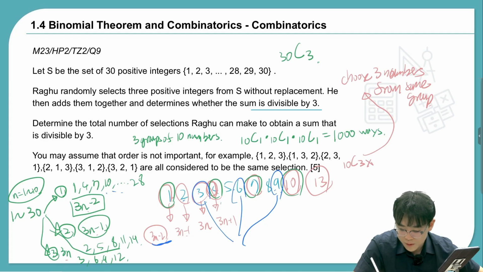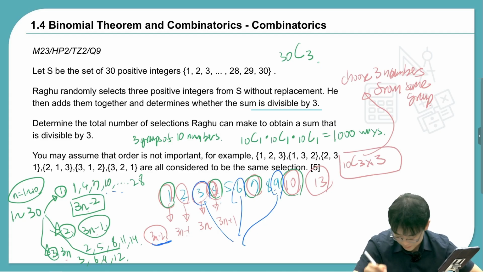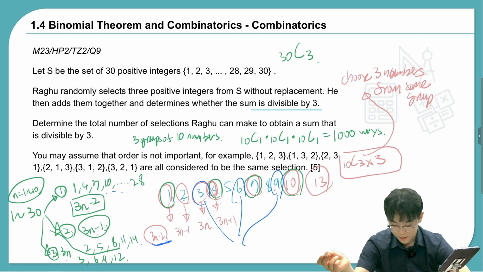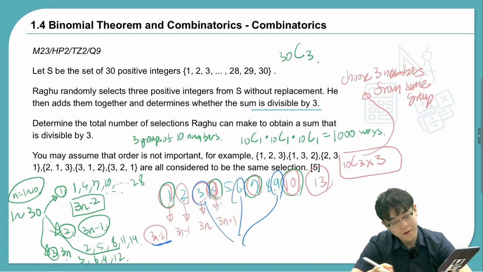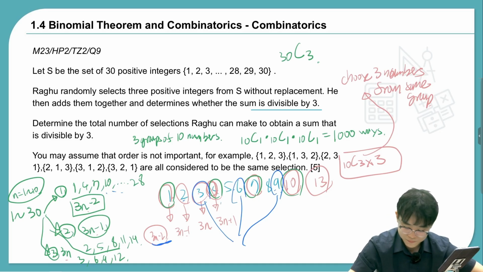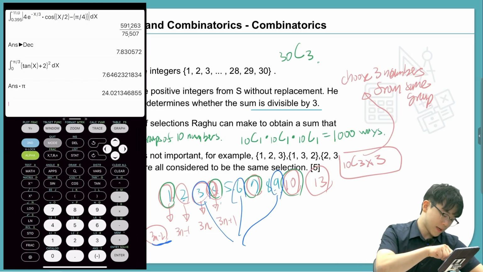But there's 3 groups to do that. So we have 10 choose 3 times 3. From one set of numbers that are spaced by 3, we choose 3 from that exact same group. So 10 choose 3, let's see what that is.